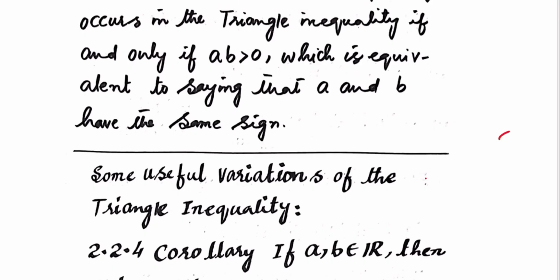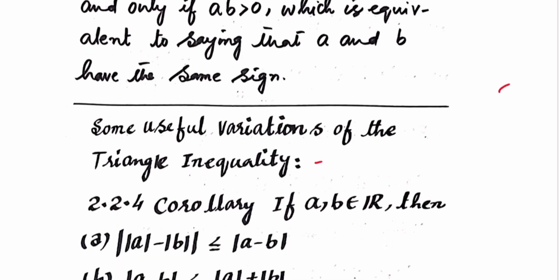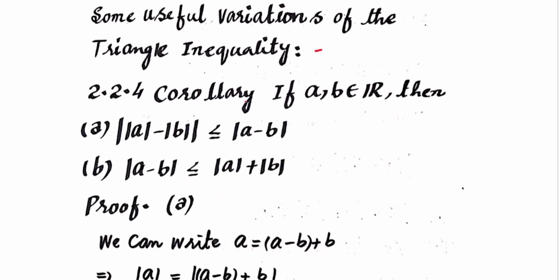Okay. Next, we discuss some useful variations of the triangle inequality. This is Corollary 2.2.4, and this is very important. In this corollary, we have to show that the absolute value of absolute a minus absolute b is always less than or equal to the absolute value of a minus b. And in the b part, we have to show that the absolute value of a minus b is always less than or equal to absolute a plus absolute b.